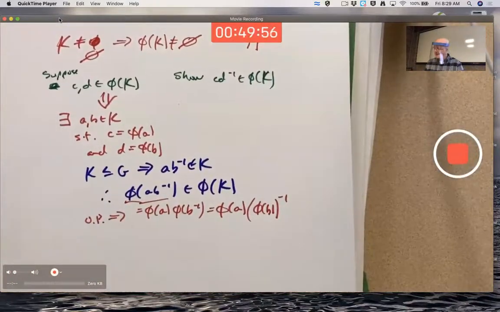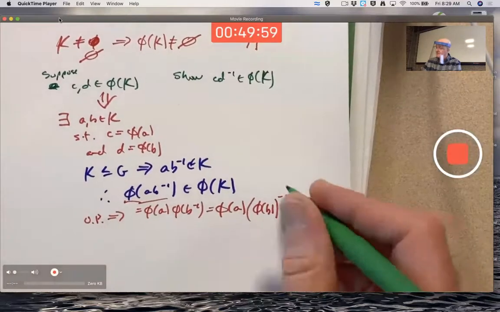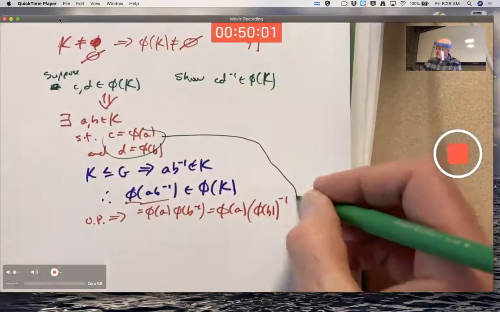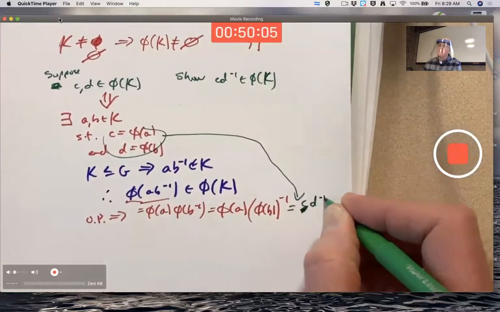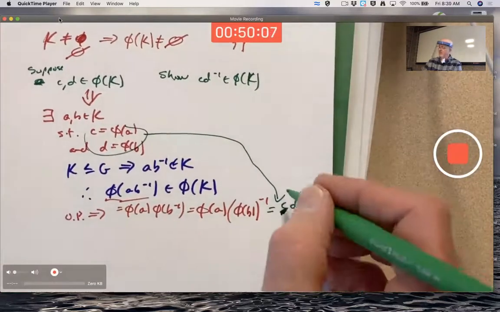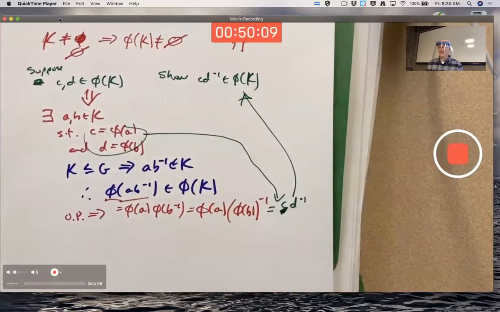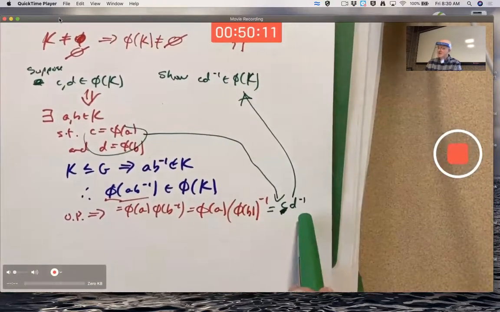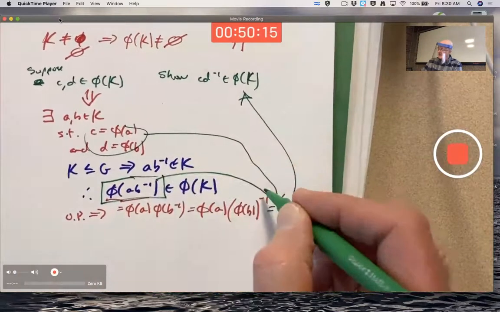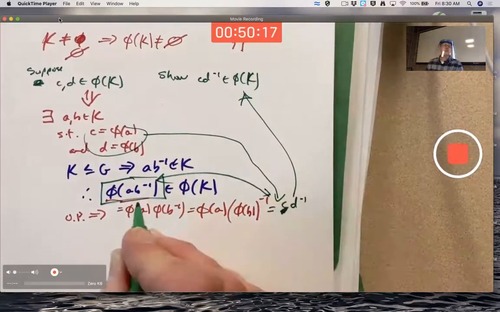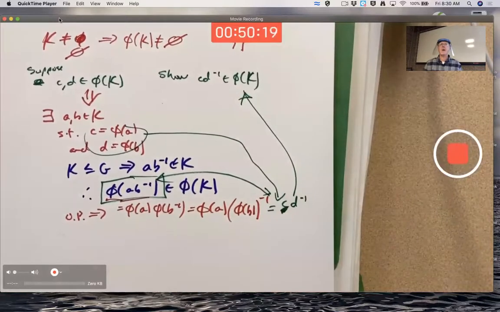And that does it, because that equals C times D inverse. C times D inverse is the image of an element of K. It's the image of A B inverse. It's the output when you plug in A B inverse.